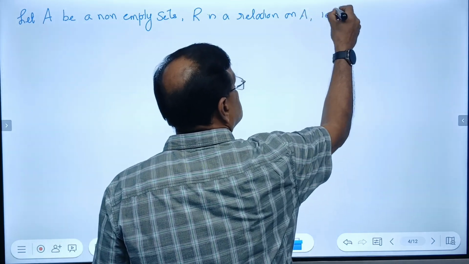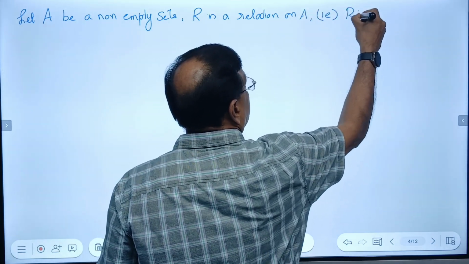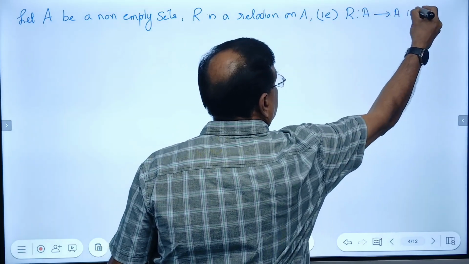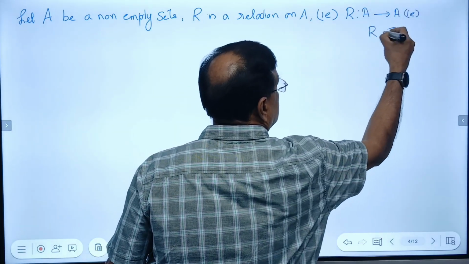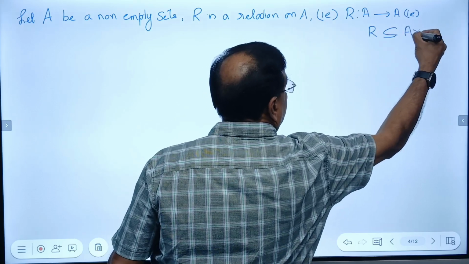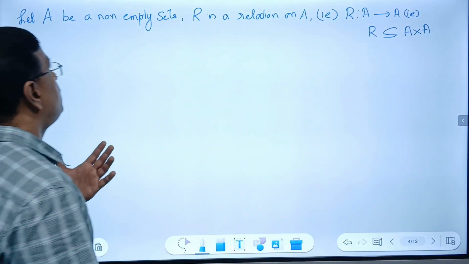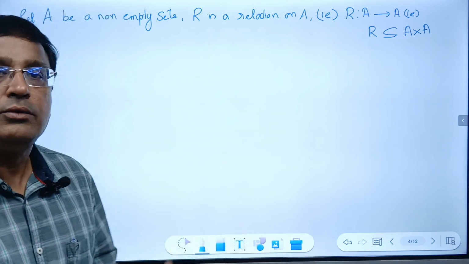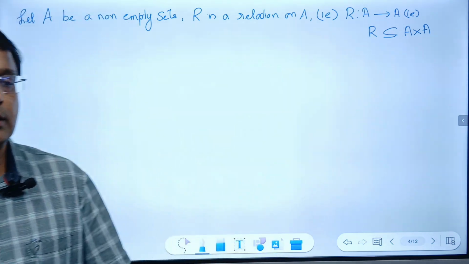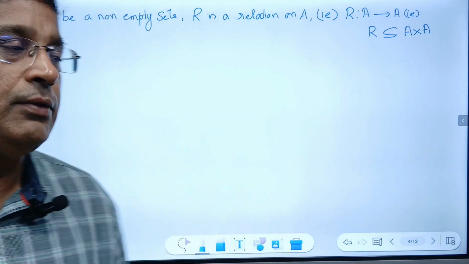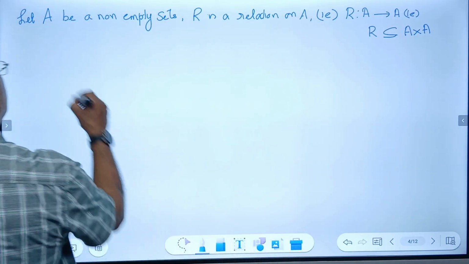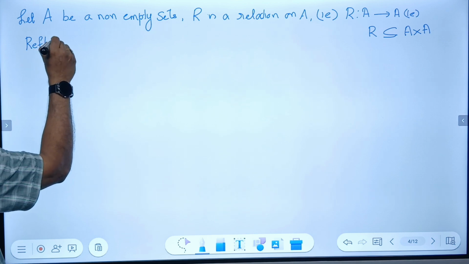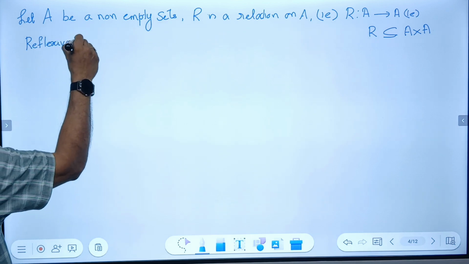That means what? R is from where to where? From A to A. That is, R is a subset of A cross A. From the definition, A is a non-empty set, R is a relation on A, so R will be a subset of A cross A. Now, there are different types of relation. The first type of relation is called reflexive relation.